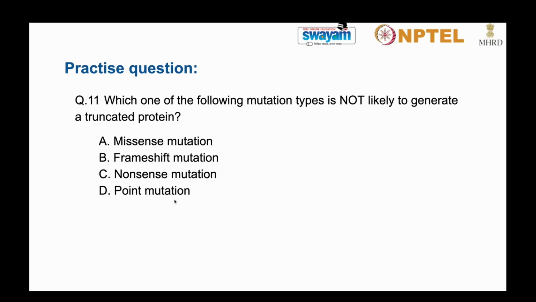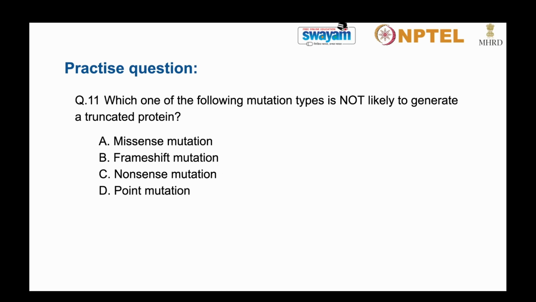Truncated protein means that if a particular mutation occurs, then the protein which was earlier coding for this stretch of amino acids will now not code for the same stretch of amino acids. It will truncate or stop in between, where that mutation is occurring. So what do you think? What would be the right answer? Which kind of mutation is not likely to generate a truncated protein? Truncated protein means Option C, nonsense mutation. Okay. Any other guesses?